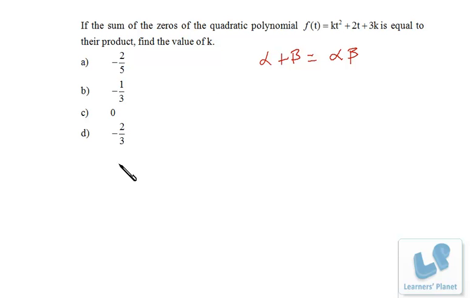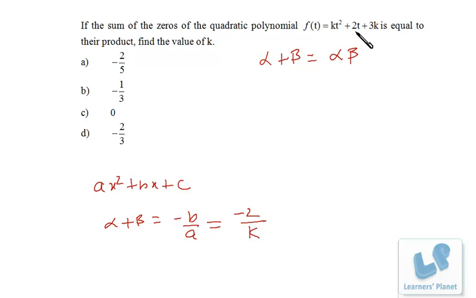Now if we make the comparison of this equation with ax square plus bx plus c, alpha plus beta is equal to minus b by a. So from this equation it will be equal to minus 2 by k, right? Coefficient of t by coefficient of t square in negative, right? Similarly, alpha beta will be equal to 3k by k.